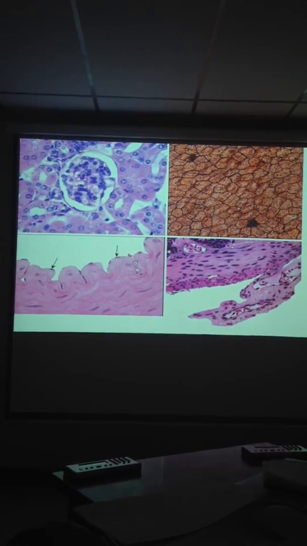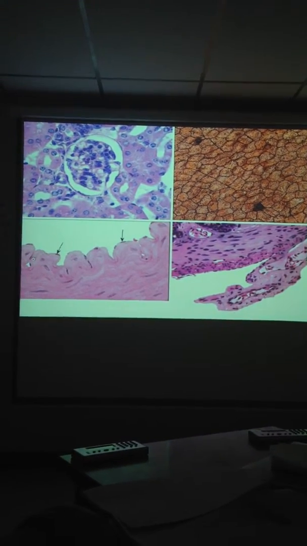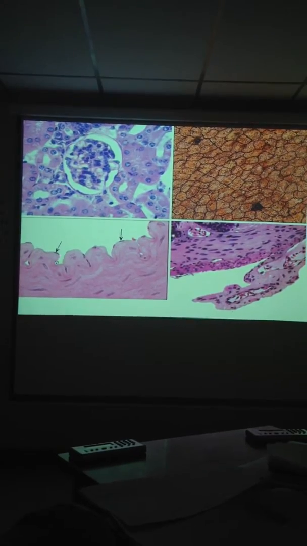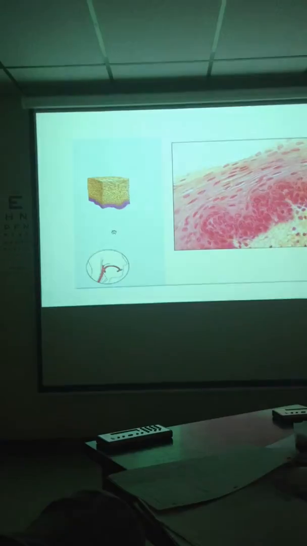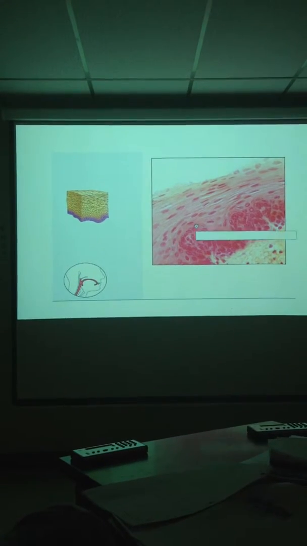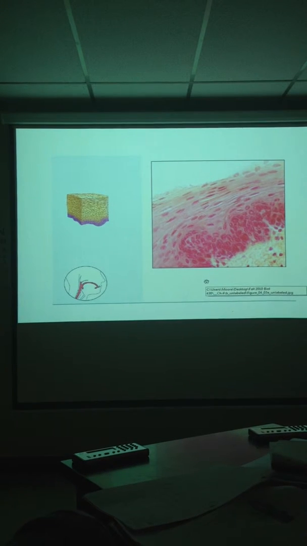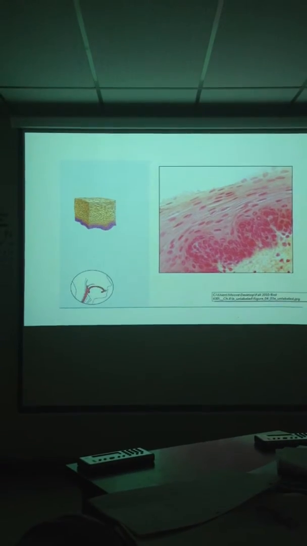I think this is heart. So what lines the heart? Simple squamous. Name? Endothelium. Same thing for blood vessels. Type of tissue? Squamous. Non-keratinized, stratified squamous.